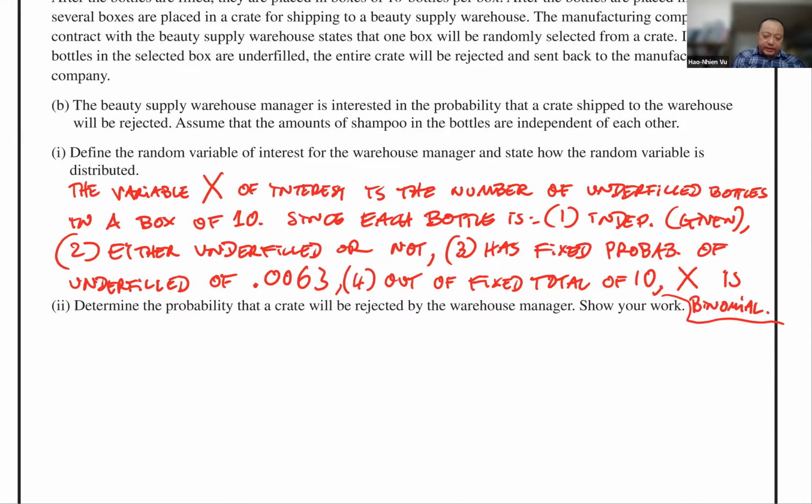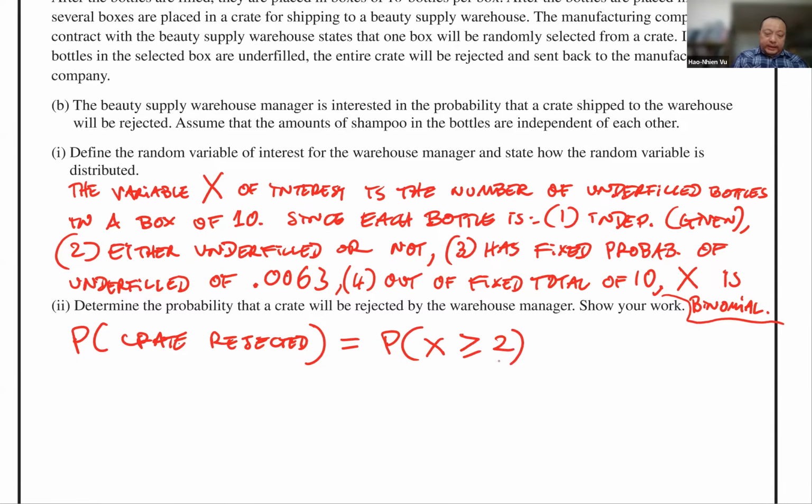Part B II, determine the probability that a crate will be rejected. Well, a crate will be rejected if there are 2 or more. So the probability the crate is rejected is the probability that X is greater than or equal to 2, where X is already defined in part I, so it's perfectly okay to use it. And X is a binomial distribution with n equals 10, p equals 0.0063. So I'm going to use technology.